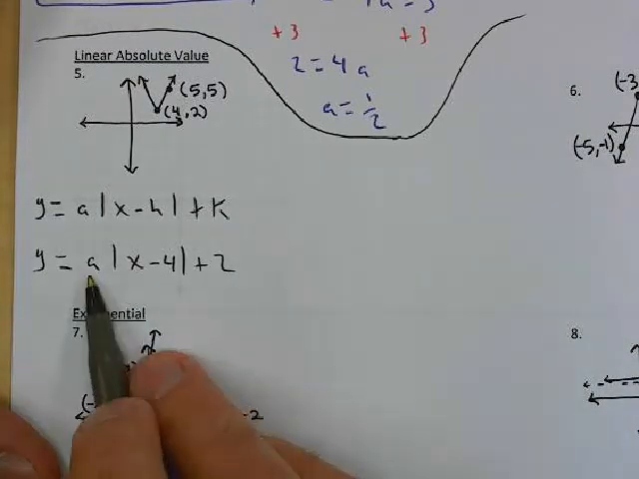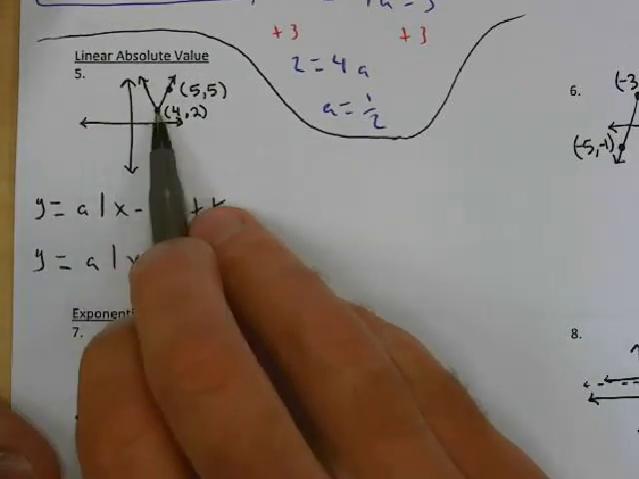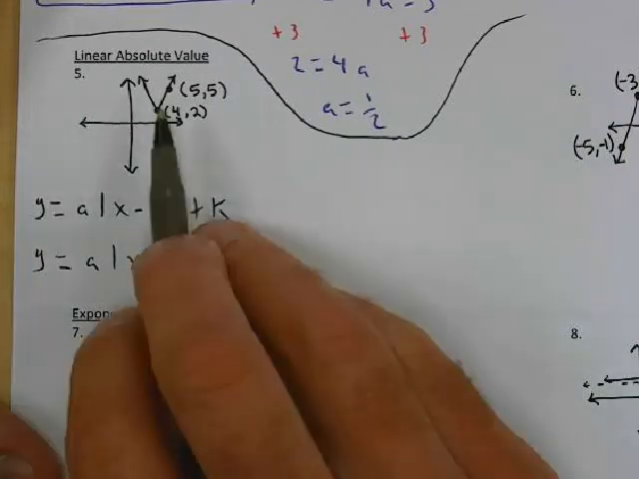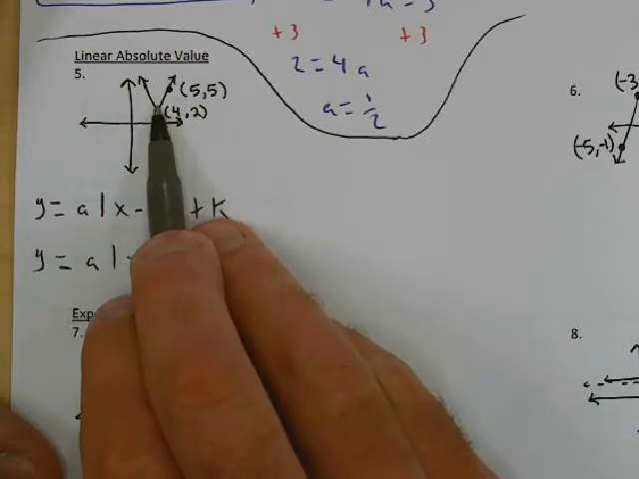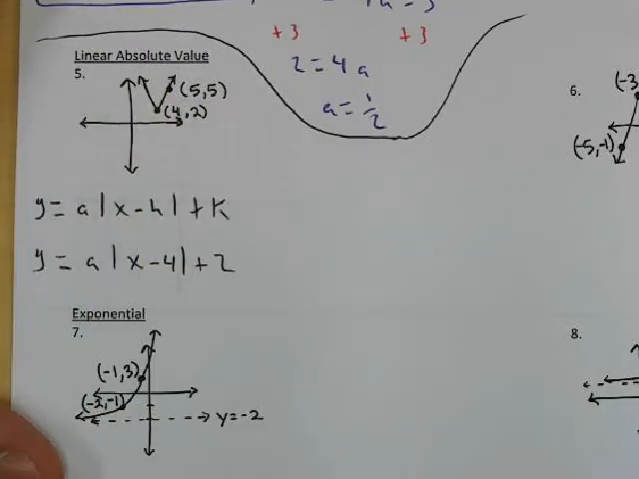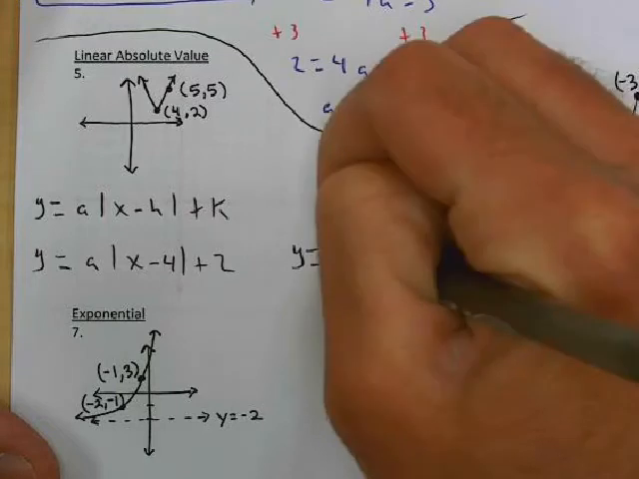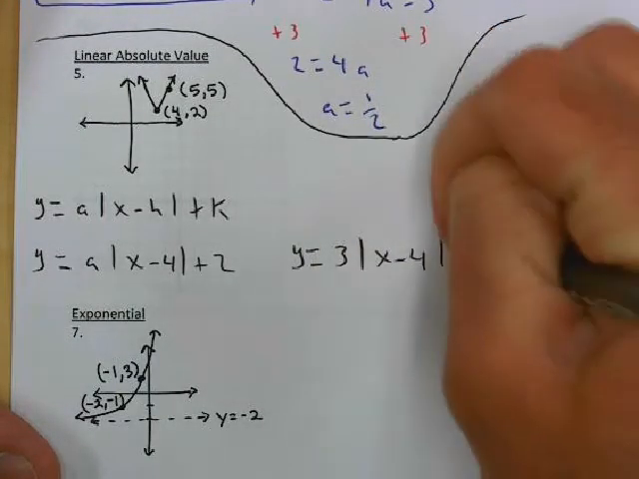What does my a value represent for an absolute value function? Well, it's just the slope of these two lines. Now one slope is negative, one is positive, so how do we know if it's positive or negative? Well, since our v is opening up, our a value is going to be positive. And then what's the slope between this point and that point? So from a y value of 2 to a y value of 5, we went up 3 and then over 1. So 3 over 1 is the slope. So then that's going to be my a value. And my equation is going to be y equals 3 times the absolute value of x minus 4 plus 2.